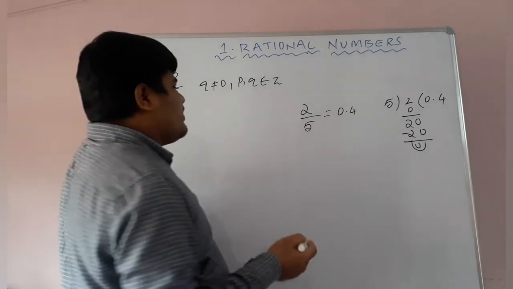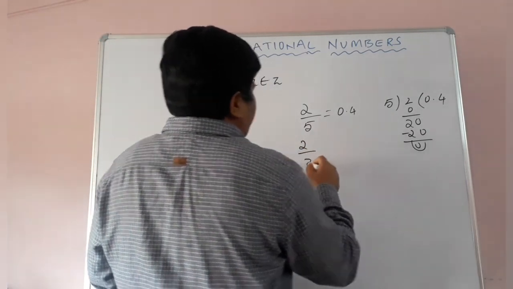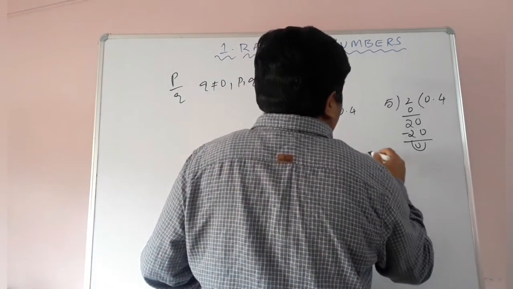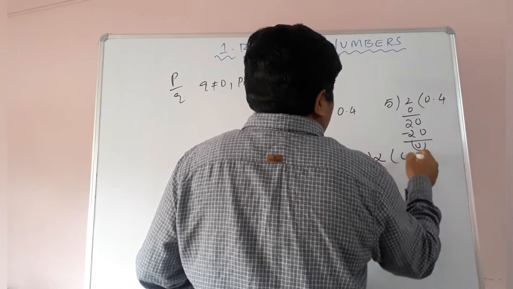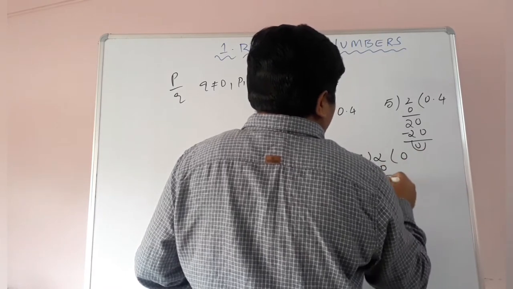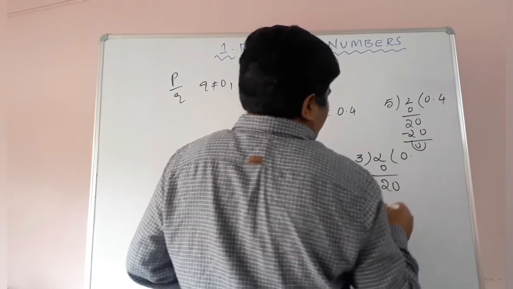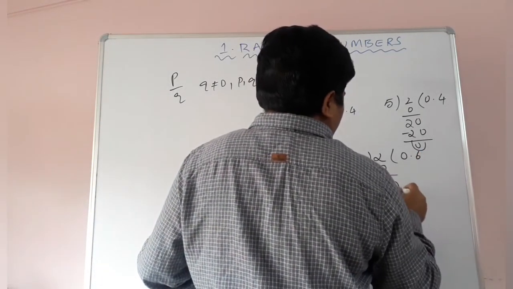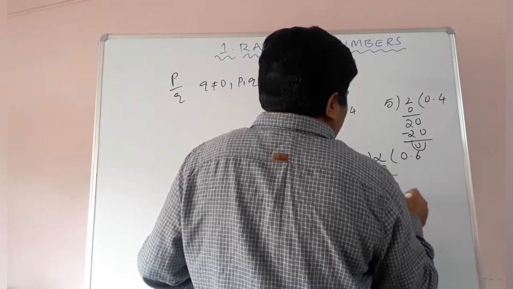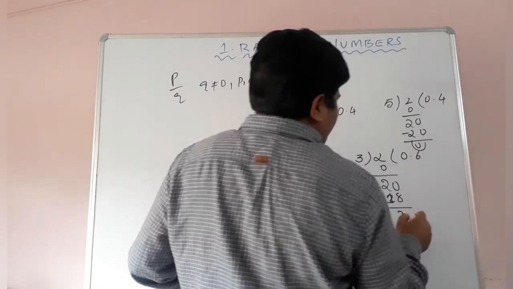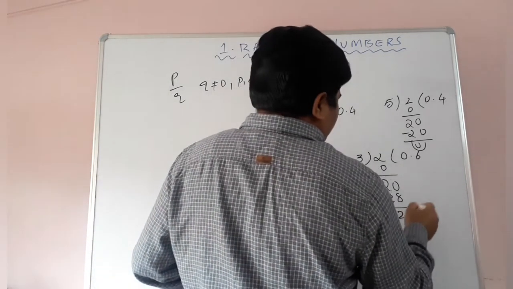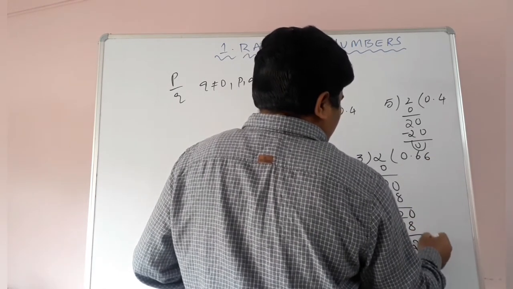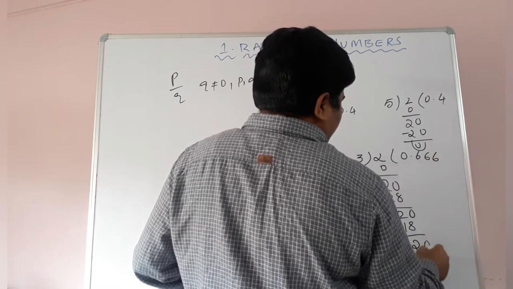Now children, one more example. Let's take 2 by 3. Now we need to divide the numerator 2 by the denominator 3. So 3 0s are 0, 2 minus 0 is 2. Put the point here, 20. 3 6s are 18. Sorry, 3 6s are 18, not 20. What is the remainder here? 20 minus 18, 2. Again we can take 0 here. 3 6s are 18, again 2.